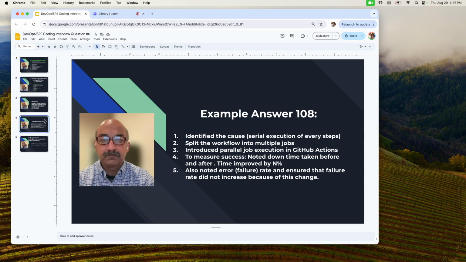But sometimes when you make a change, you might have more failures. Even though it's taking less time, maybe you have more failures. You have to be careful about that. So you should measure how many times your jobs used to fail out of, let's say, 100, and how many times they are failing now. And as long as there's no increase in that, that means you didn't have an associated cost in terms of error rates. You did not increase the error rate while you increased the speed of the workflow, the CI/CD pipelines. I hope that was useful, and I will see you in the next video.